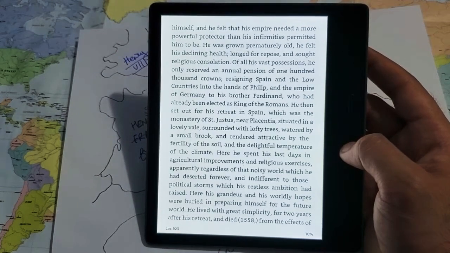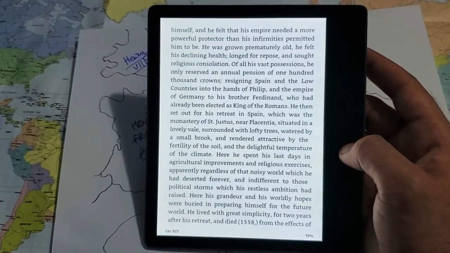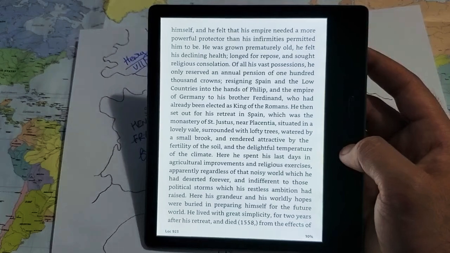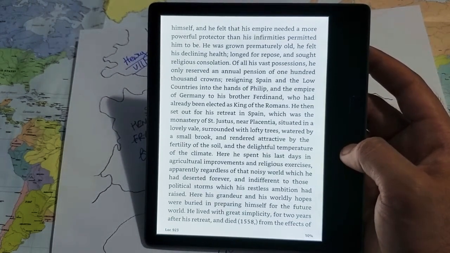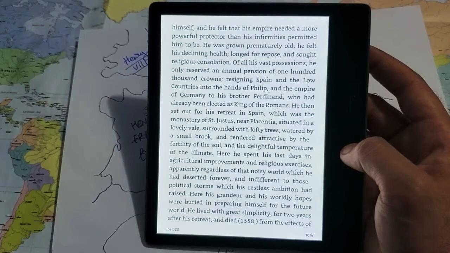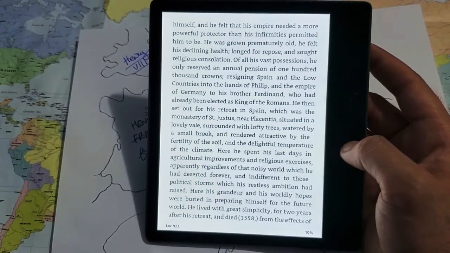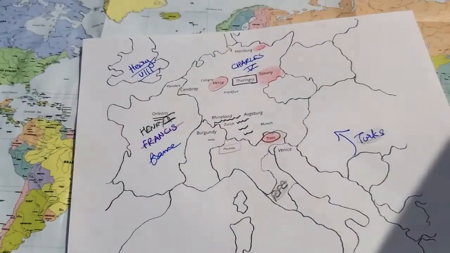Of all his vast possessions, he only reserved an annual pension of 100,000 crowns, resigning Spain and the Low Countries, what his father gave him, into the hands of Philip, and the Empire of Germany to his brother Ferdinand, who had already been elected as king of the Romans. He then set out for his retreat in Spain. Oh, okay, so it's in Spain, not southern Italy.